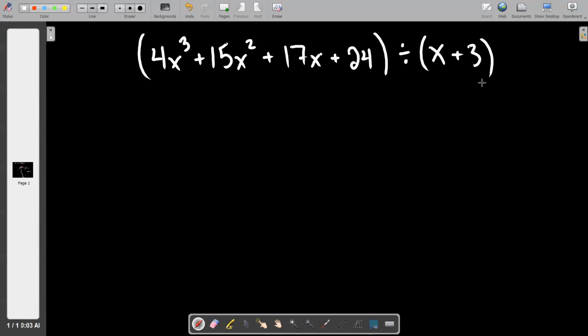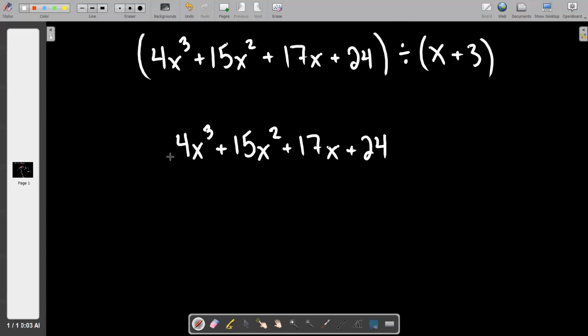So step 1 is we're going to set this up properly. We want to set it up as a proper long division problem. So we're going to want to set it up as 4x to the third plus 15x squared. Sorry to make you write this again. In the future, for my next few, I think I have 3 more examples, I will just write them already in the proper format for you. So we have that divided by x plus 3.